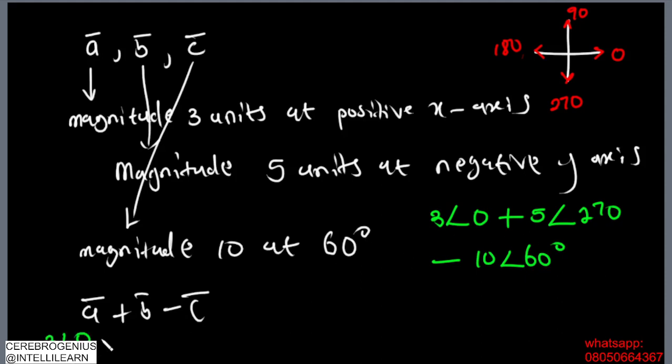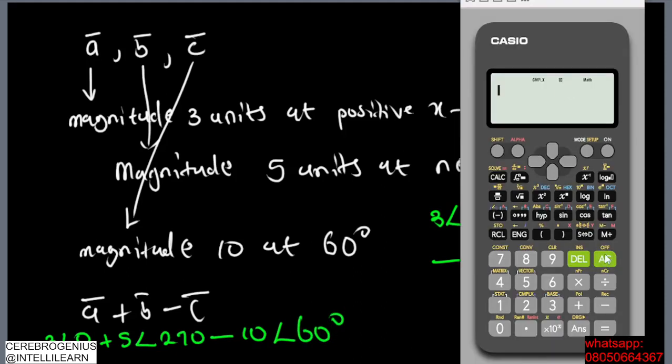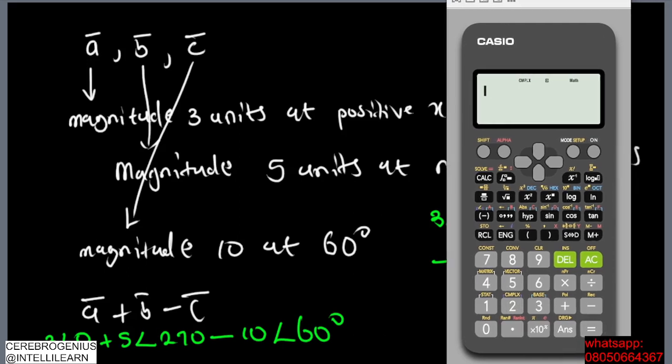So we have 3 at an angle of 0 plus 5 at an angle of 270 minus 10 at an angle of 60. So I was able to get a better version of the calculator. So go to mode, choose complex. Complex is number 2, right? So we pick 2. As you can see on the top of the calculator, we now have complex. So just enter 3. This is where we have the angle, so you press shift before you press this button, and the angle is 0. Then plus 5 at an angle of 270. Then minus 10 at an angle of 60.